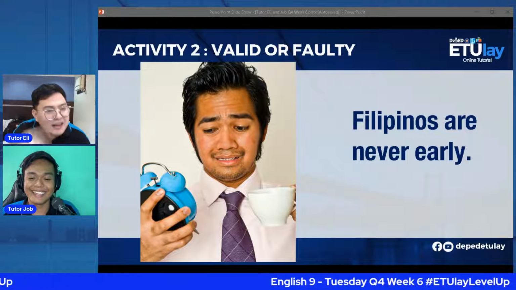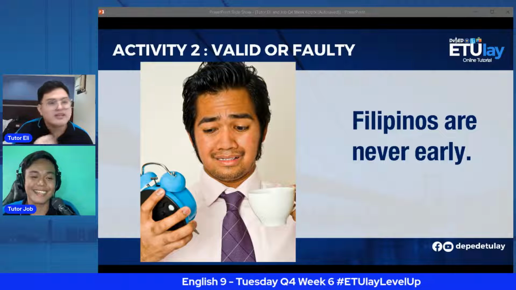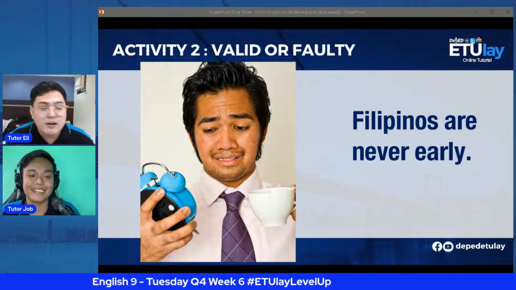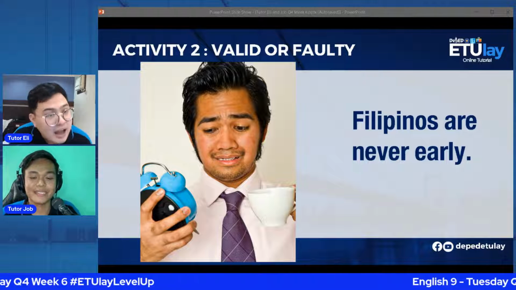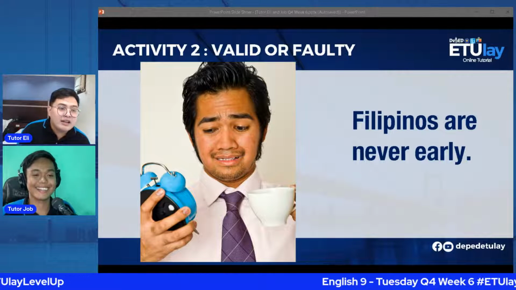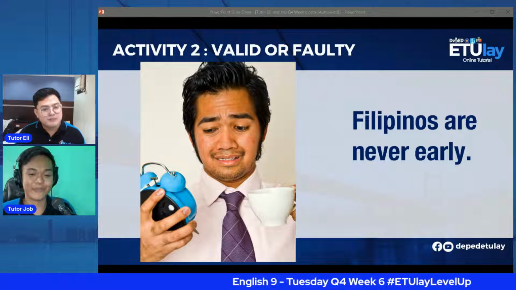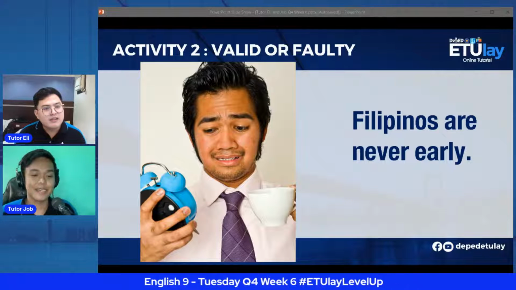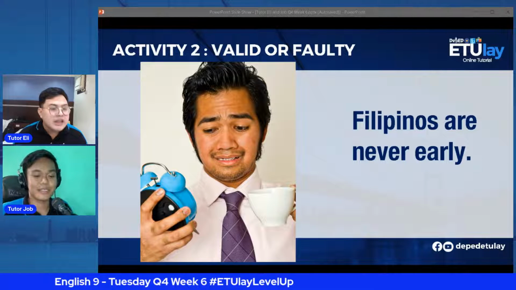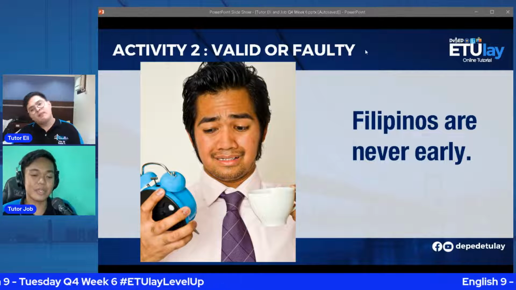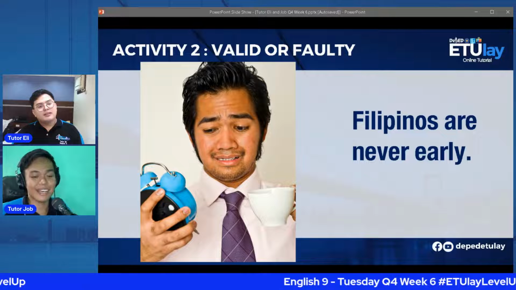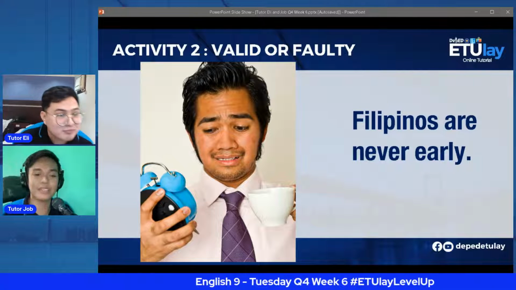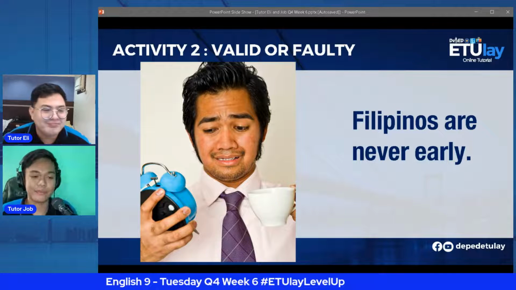Write your sentence. Is it a faulty or valid generalization? Why? Let's see. Write in sentence form. Number one, Crystalline answered faulty. Tell us also why. Aside from the answer, tell us why.